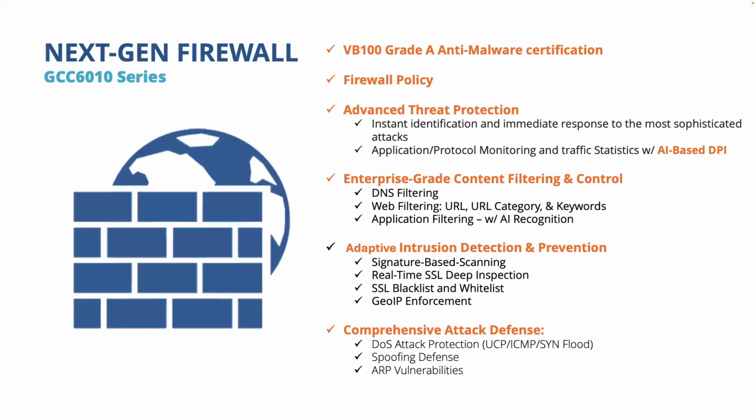So the next-gen firewall does come with very robust filtering and content control features that are going to allow you to identify and control traffic based on DNS, URL, URL category, keywords, and overall application. With the web filtering feature, this can be deeply defined to ensure users aren't accessing malicious websites. The application filtering feature prevents designated application categories from being used. And it also has an optional AI recognition to help the GCC device more accurately classify those applications.